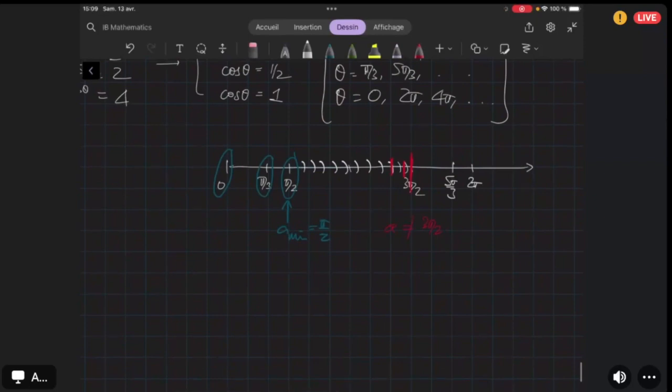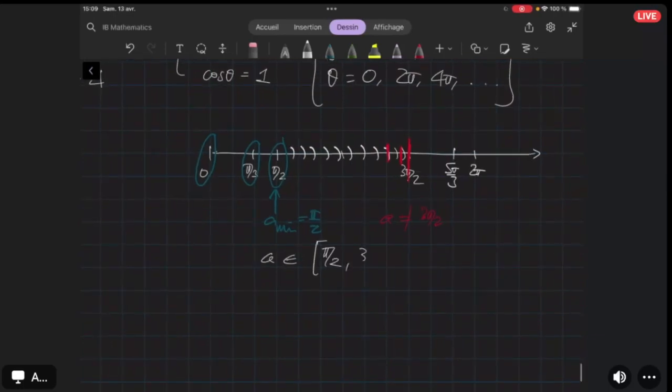So the range of values that you're looking for is pi over 2 inclusive. Wait, no. Inclusive, to 3 pi over 2 exclusive. So we include pi over 2 and we exclude 3 pi over 2.